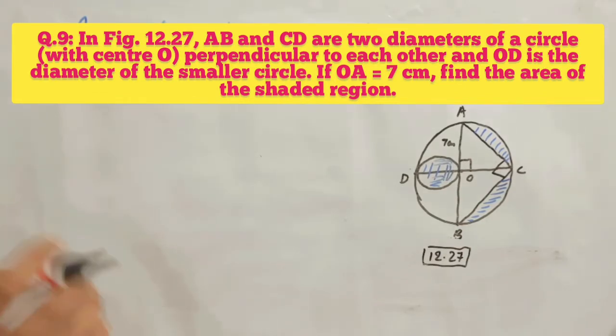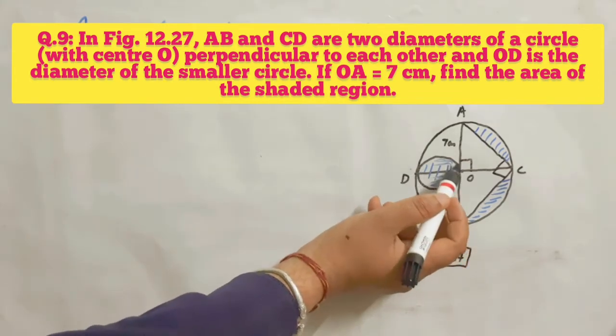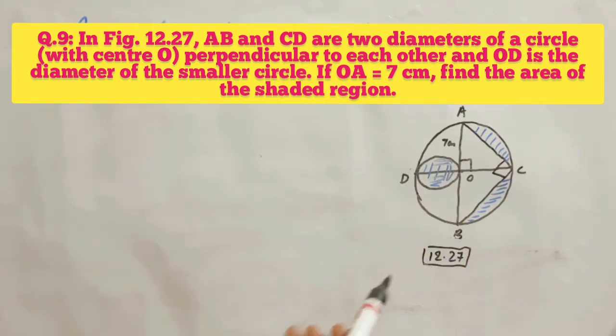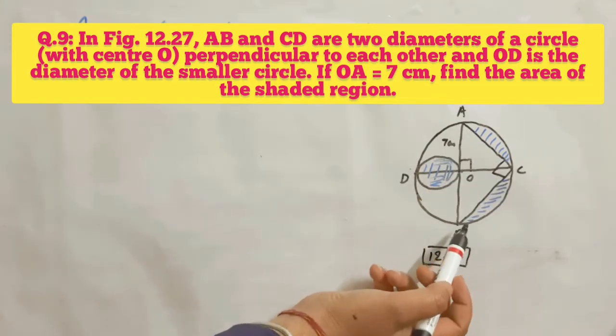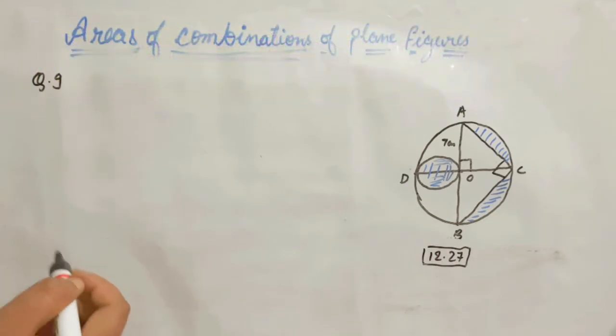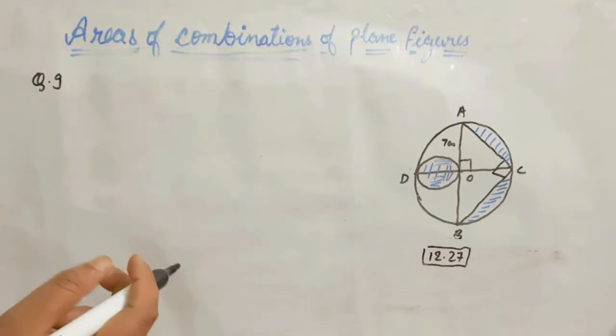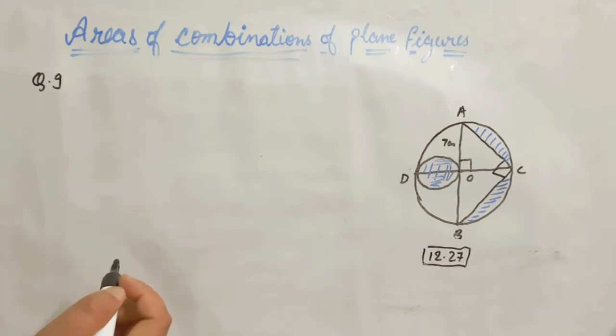Now let us see what is shaded region. First of all, a smaller circle is shaded. Then the segment AOC and segment BOC are shaded. So, what will be the area of shaded region? Let us write down the dimensions of the given figure first of all.